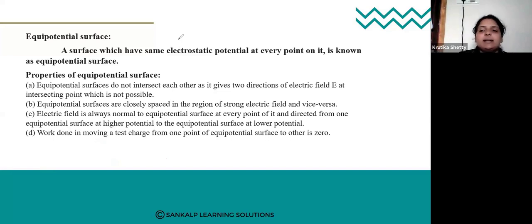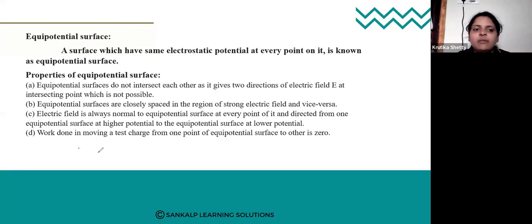Sometimes in 2 marks they will ask you to explain why equipotential surfaces do not intersect with each other. Justify or explain how when the electric field lines are strong enough, the equipotential surfaces are closely spaced. So with diagram, you need to explain. Or, why is the work done zero on the equipotential surface? When this type of question is asked, you need to answer that properly. So for that reason, you need to understand the explanation part.